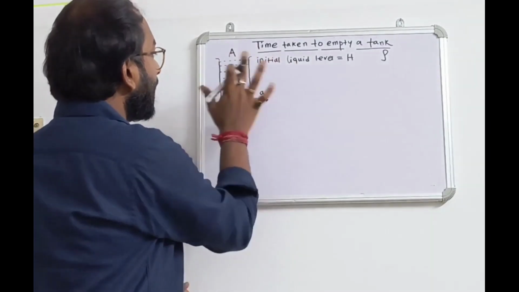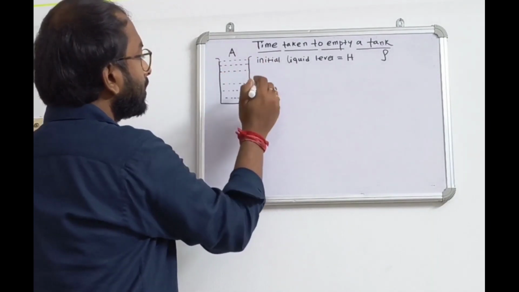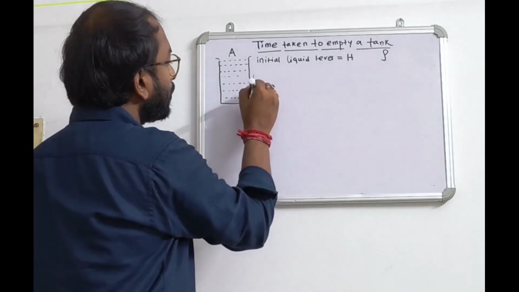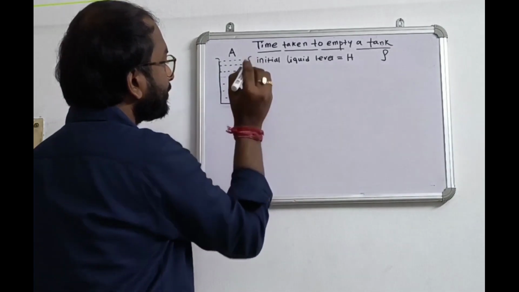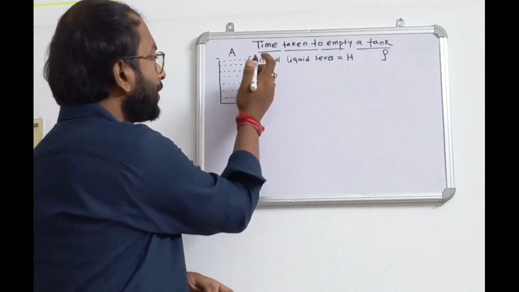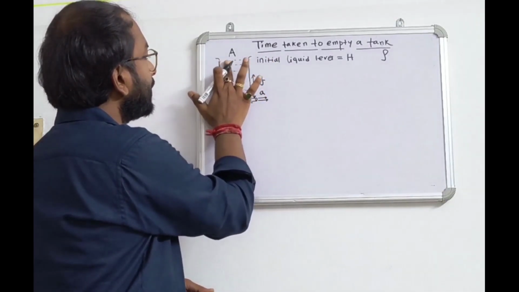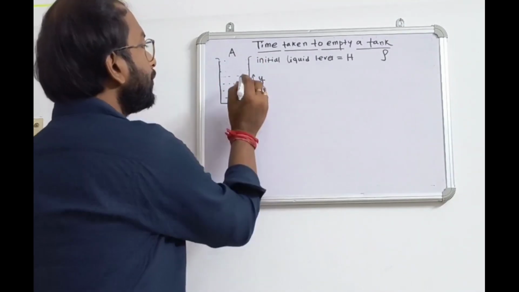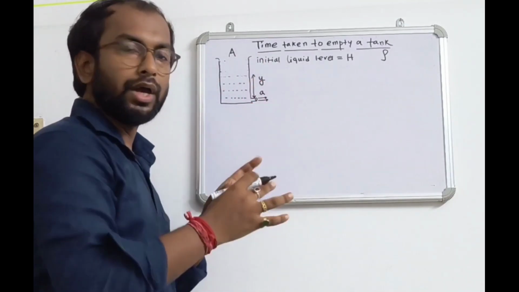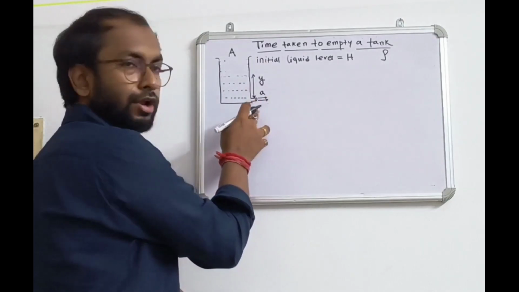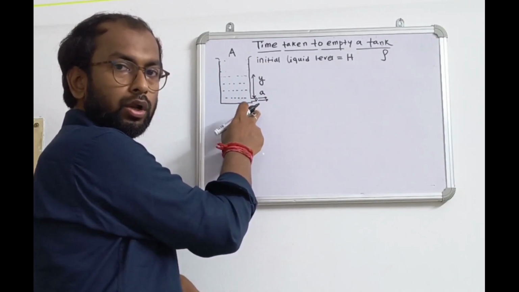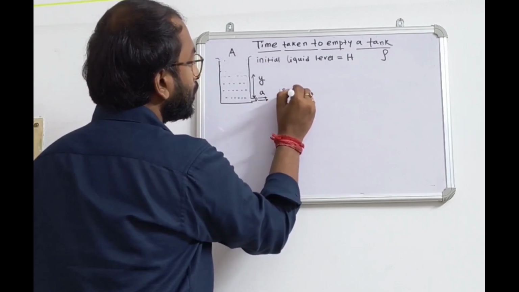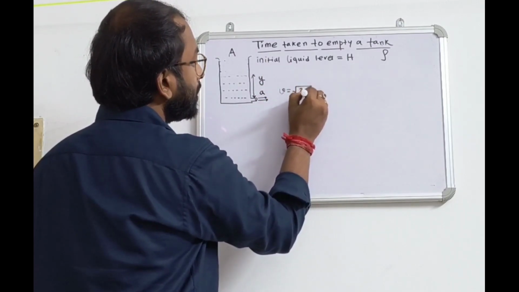How? At any instant, I have to consider that the liquid level height is, suppose, y from the orifice. The height of the liquid at any point of time is y. If the liquid level height is y, then what is going to be the velocity of the efflux through the hole? It is root over of 2g into y.